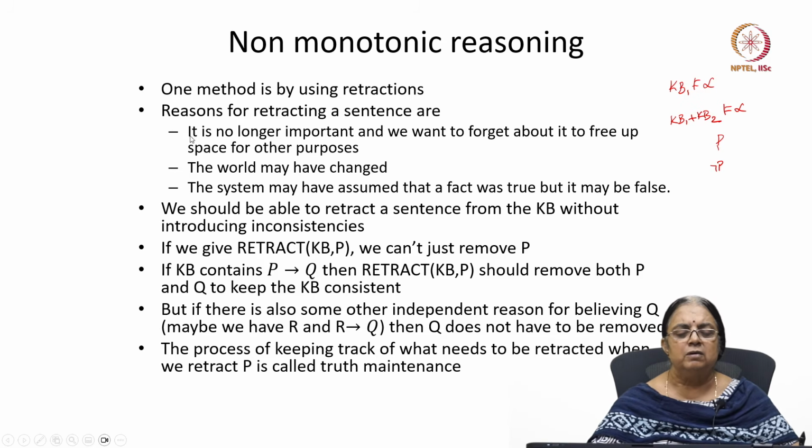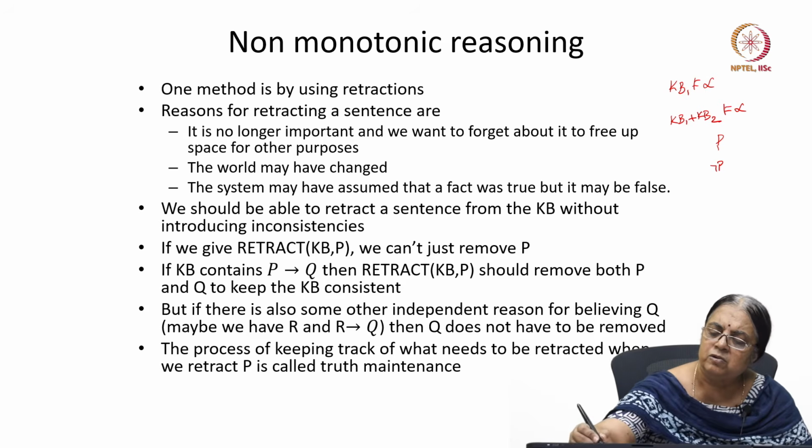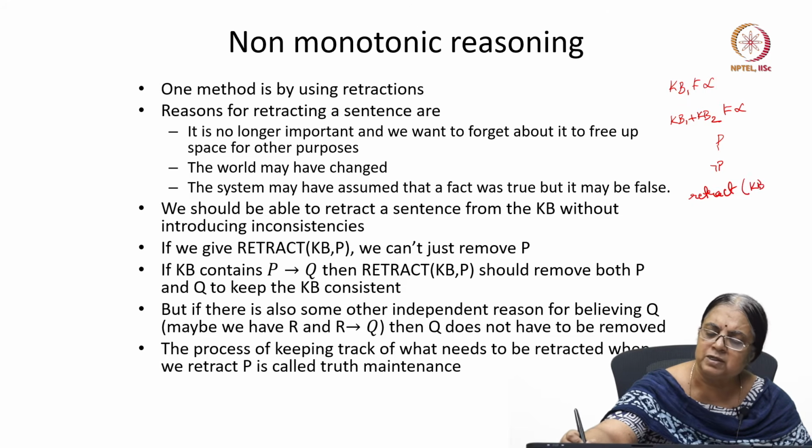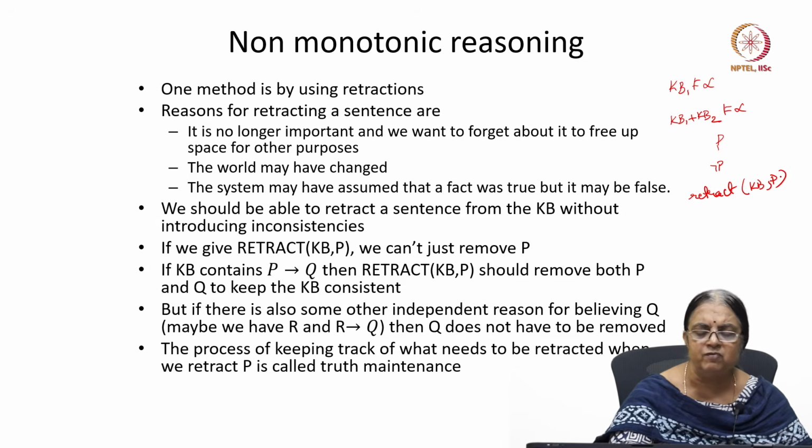So why do we use this retraction over here? Okay. What happens is you don't want to keep it in mind, first of all. Secondly, the world may have changed. And thirdly, you may have assumed something is true, but then you found out it is false. So you need to then take it as false. Okay. So how do you carry this out? You are saying that you are going to retract it. So you have said P is equal to true in a particular knowledge base. Then you have to use the command retract from the knowledge base P, okay, to remove P from the knowledge base.